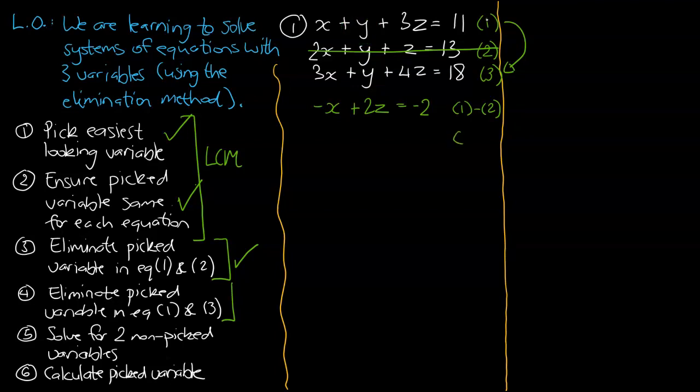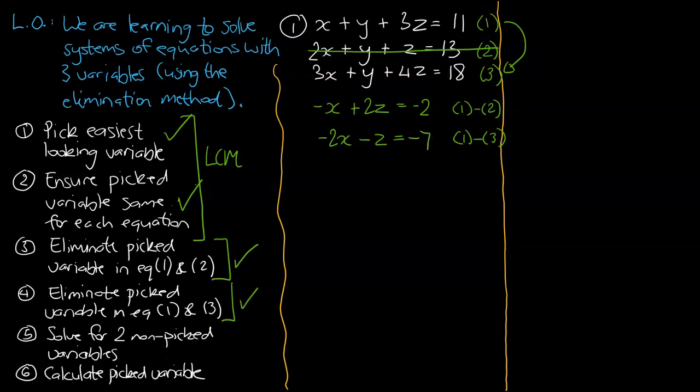So we need to do equation number 1 minus equation number 3. Even though we've done subtraction for both of these, that won't always be the case. So let's do that. We've got x minus 3x, which is going to be negative 2x. We've then got y minus y, which is 0, and that's the goal for eliminating that picked variable. And then finally, we've got 3z minus 4z, which is going to be negative z. And that will be equal to 11 minus 18, which is going to be negative 7.